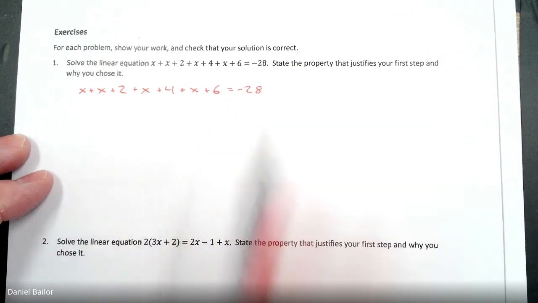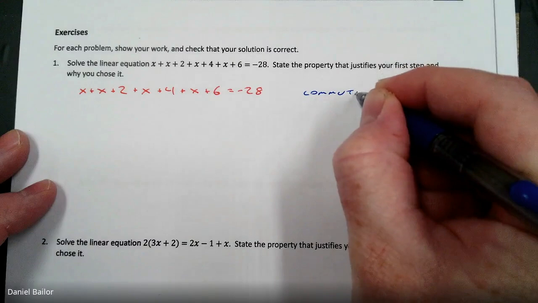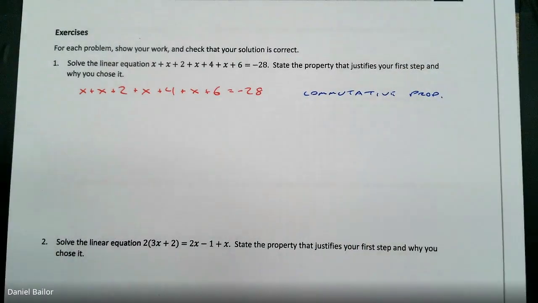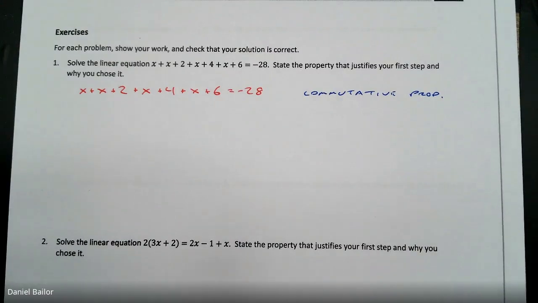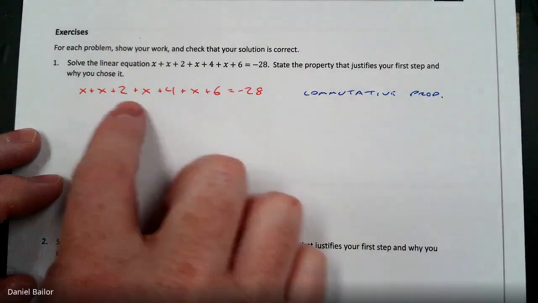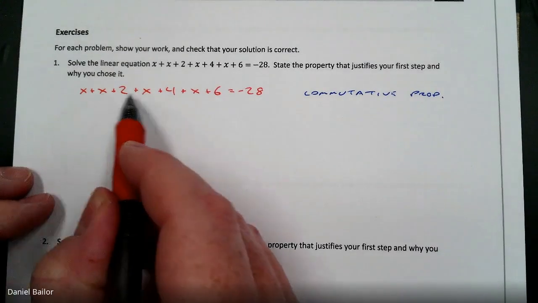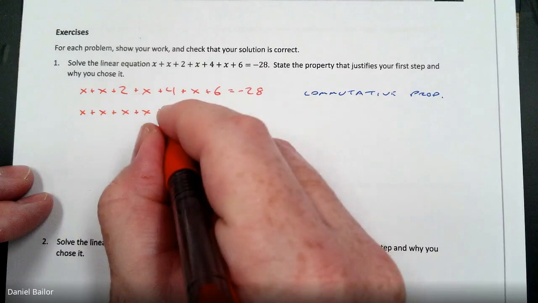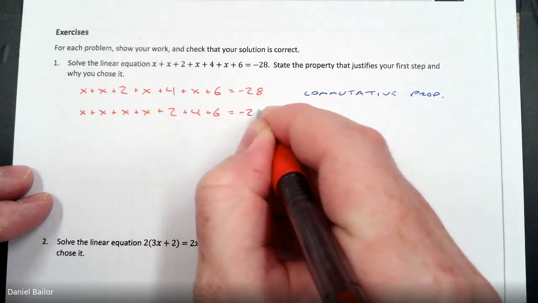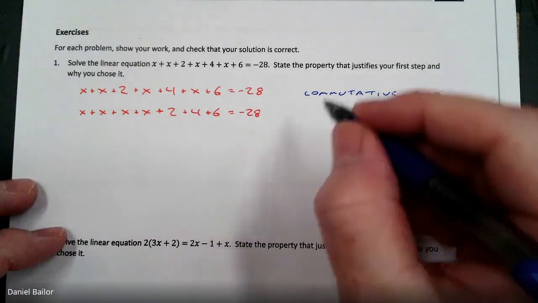equals negative 28. The first thing I'm going to use is the commutative property. And the reason I want to use the commutative property is, remember, commutative property in your notes means I can move things around. Everything is adding, so I'm allowed to move things around. I'm just going to move them all around so I get all the x's next to each other and all the constants next to each other. So I have 1, 2, 3, 4 x's, so I want the x's all lined up. And I want my numbers all lined up because that is organized, easier for me to read, easier for me to solve.